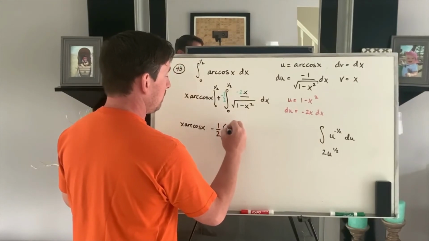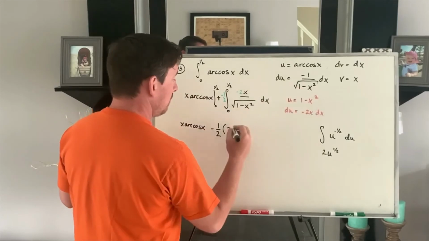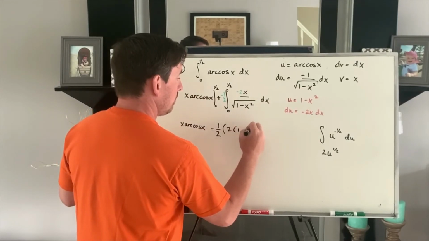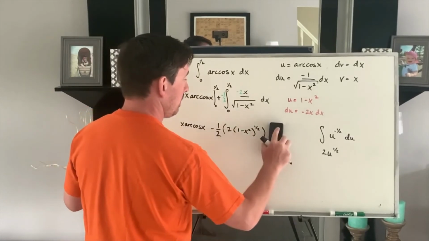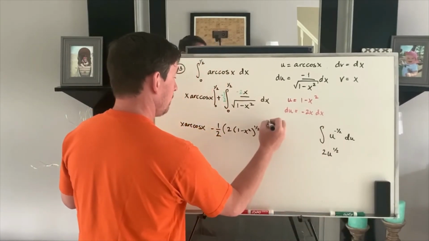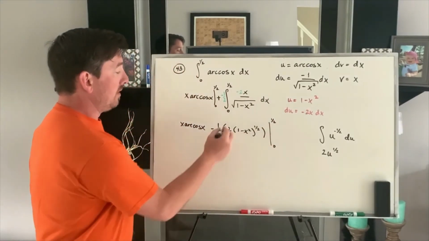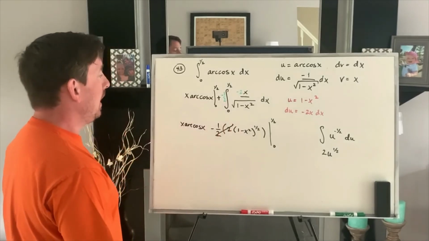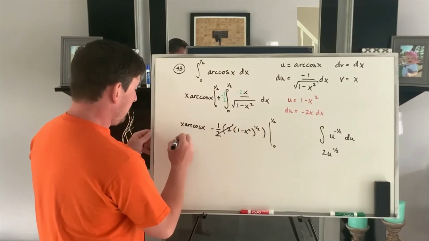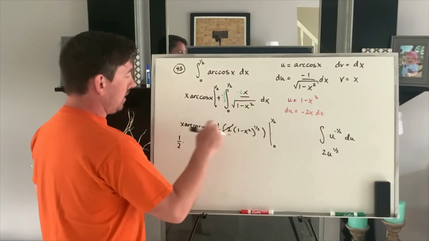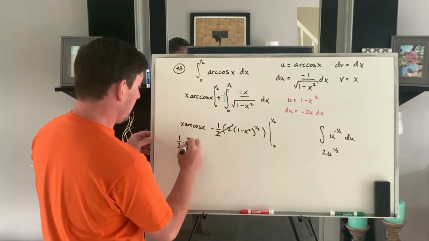So 2 times u to the 1/2, obviously they cancel. And now I'm going to go ahead and plug in 1/2 and 0. Let's plug in half in. Let's see, where's the cosine 1/2? That's going to be a pi over 3.